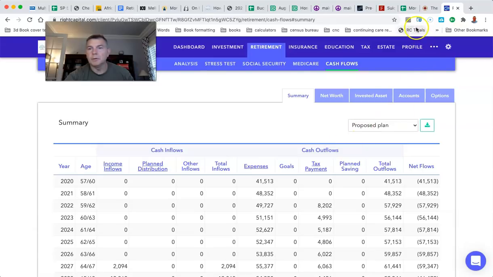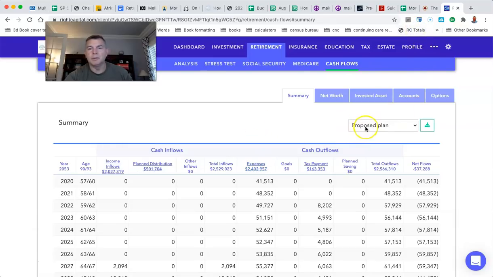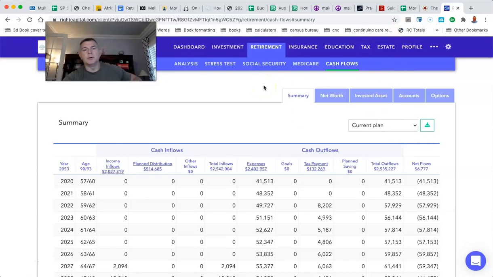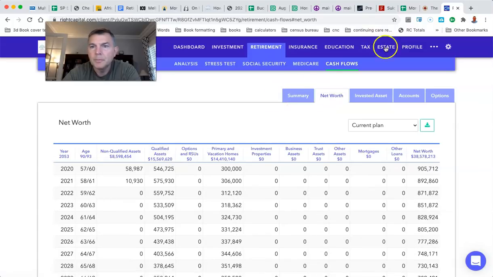Let's just go to RC totals. Yeah, I can't remember. Let's see, 163 versus, was it 153 or something like that? Let's take a look. Hold on just a second. Yeah, 132. So actually, that's interesting. If they take money out of their 401k before they touch their bank account, they're actually going to pay 30,000 more in taxes. That's interesting. Let's go to net worth.